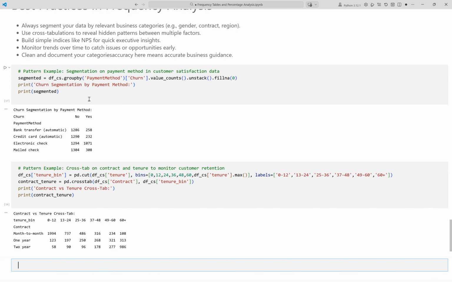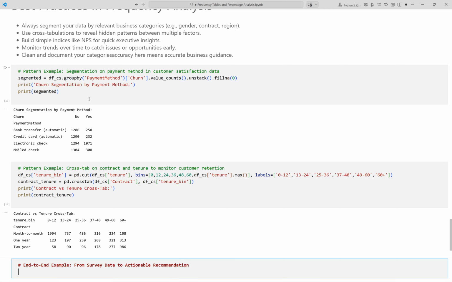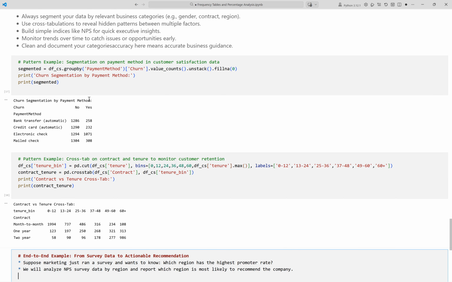End-to-end example, from survey data to actionable recommendation. Suppose marketing just ran a survey and wants to know which region has the highest promoter rate. We will analyze NPS survey data by region and report which region is most likely to recommend the company. Steps: categorize NPS responses, create a region breakdown, and highlight the top region for promoters. Running the cell now.